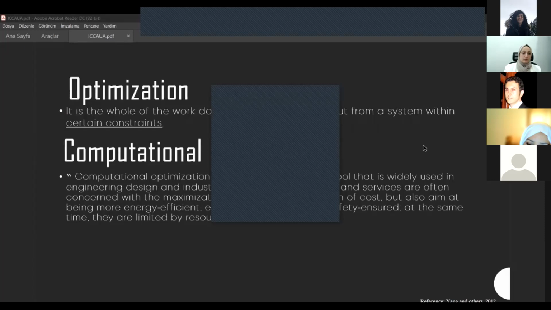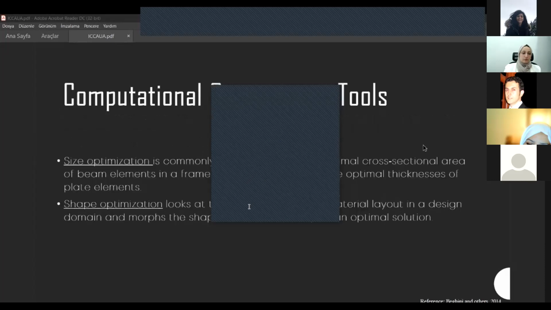And computational optimization, on the other hand, is often used in engineering, design, and industrial applications to get maximum profit from cost and time. There are three different computational optimization tools. The first of these is size optimization. Size optimization is often used to find optimal beam section for a framing system or the optimum thickness of a plate. The second is shape optimization.